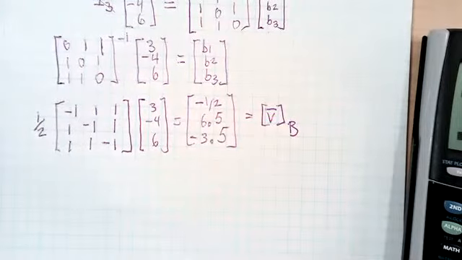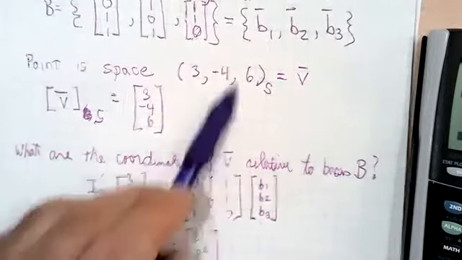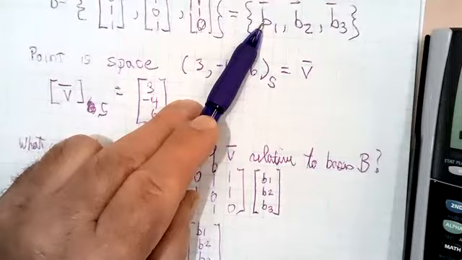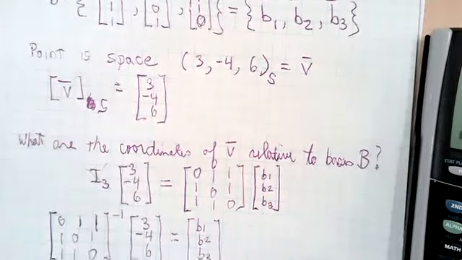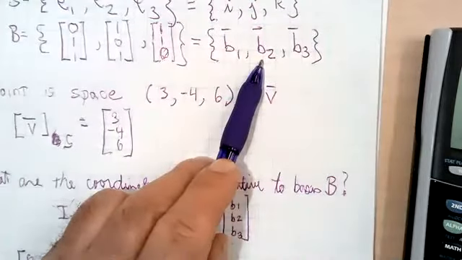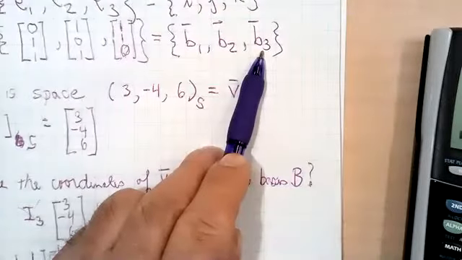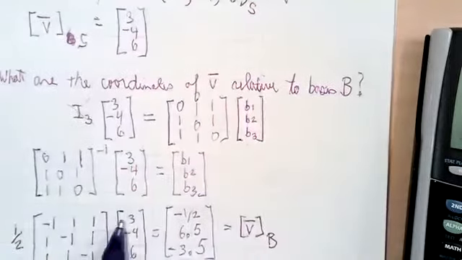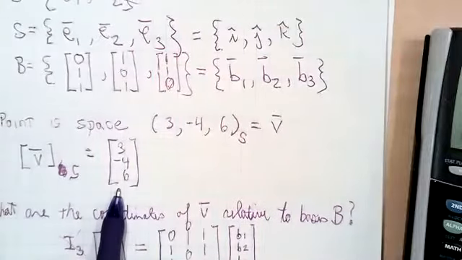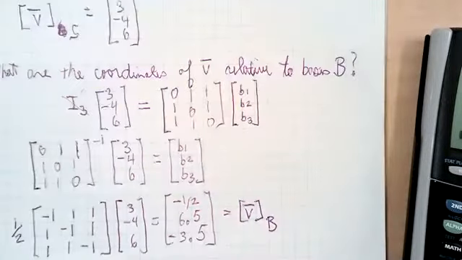Now, it's pretty easy to find out if it's right, because what it means is if you take minus 1/2 times the first basis vector plus 6.5 times the second basis vector minus 3.5 times the third basis vector, you're supposed to come up with this vector right here, 3, minus 4, 6. So let's give it a try.